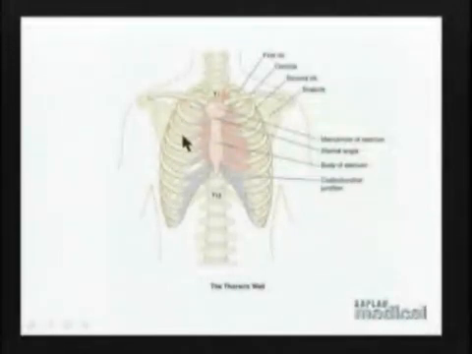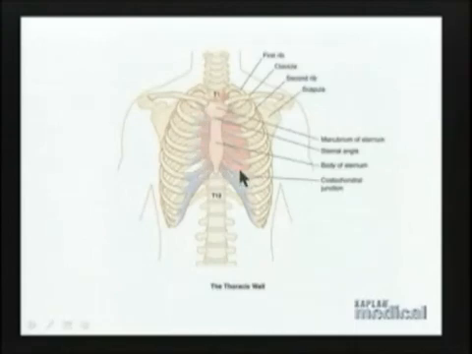And on this illustration, what we can see is a structure or a region inside the chest that's seen as a shadow behind the chest wall. And this would be similar to the shadow that you would see in a chest x-ray. And the shadow is often referred to as the heart shadow.